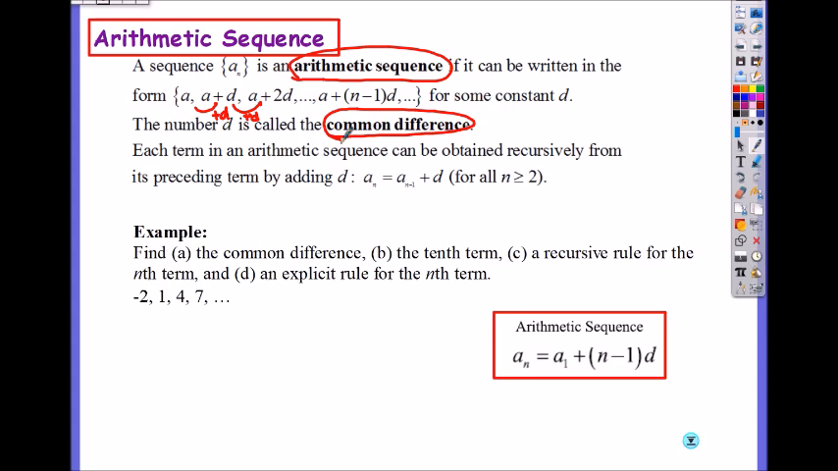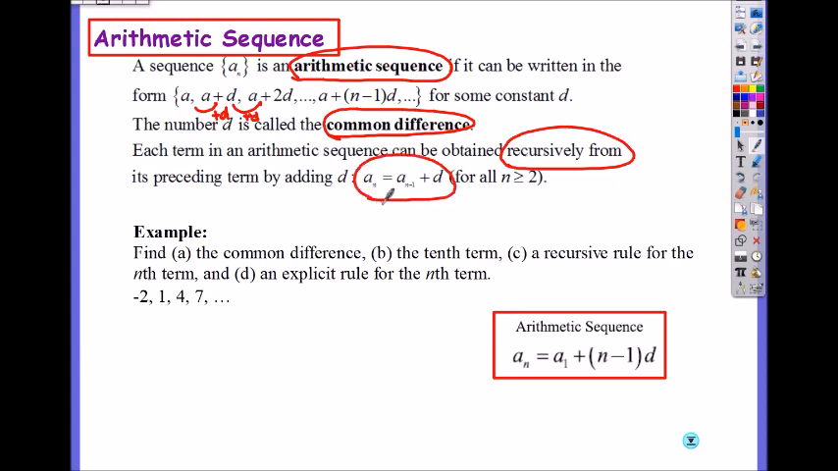What if you add 1 and then 2 and 3? It has a certain pattern to it, but is it a common difference? No. It has to be the same number every time that you add it. Okay? So here's the first form that you need to know how to write. It's called recursive.